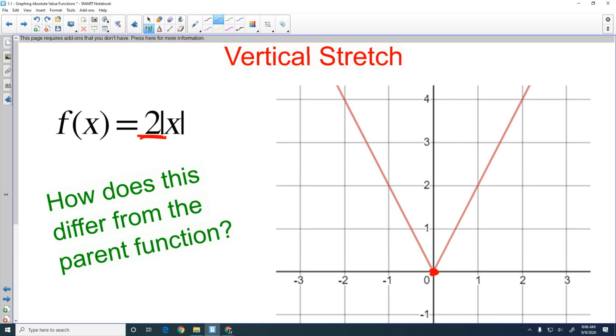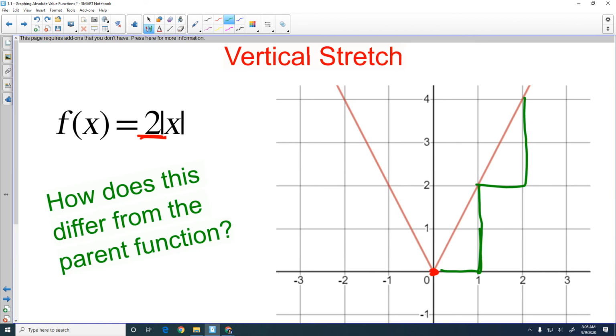Good. Yeah, exactly right. That slope is different. It's not to the right one, up one anymore. It's to the right one, up 2 units. Right one, up 2 units. So now it's going up 2 instead of just 1. So what happened?